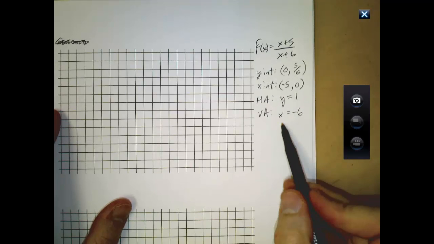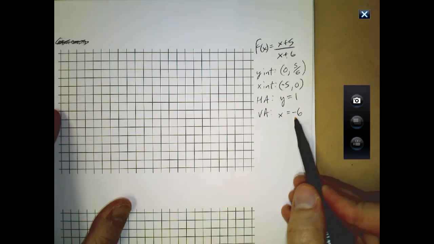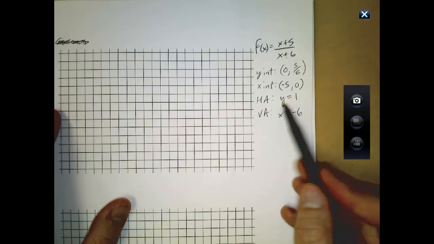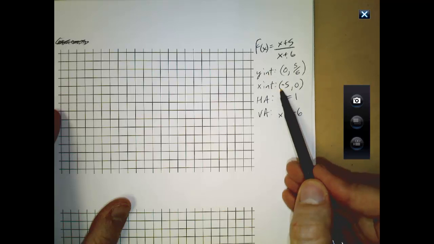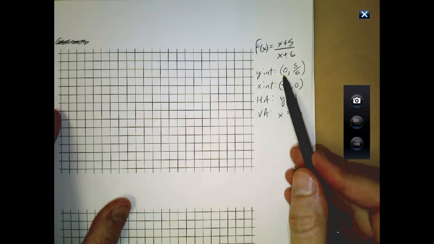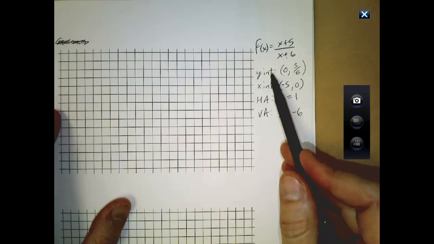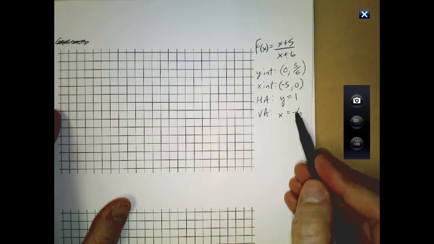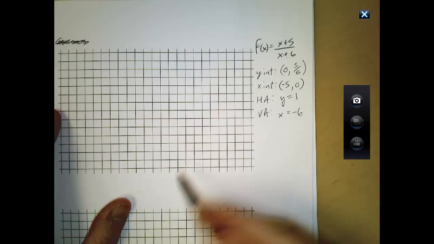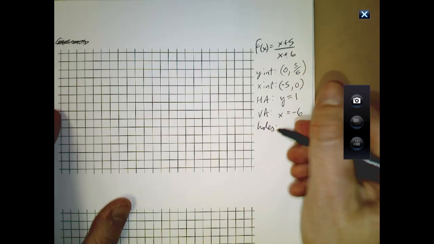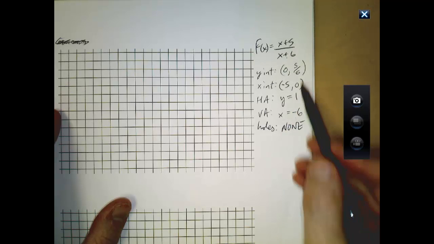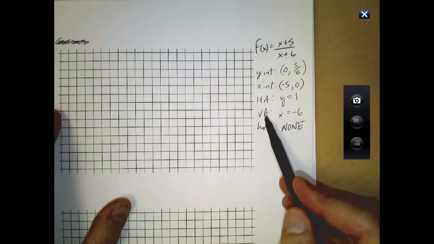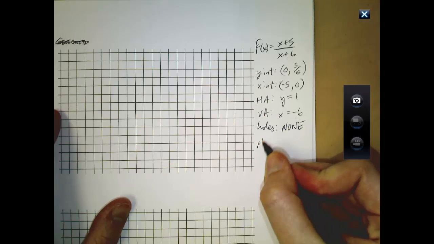-6. Vertical asymptote is a line. I need an equation to define a line. Horizontal asymptote, that's a line. That needs an equation. X-intercept and y-intercept, those are points. Ordered pair. I need 2 numbers to identify a point. I need an equation to identify a line. Okay. Holes. No holes, because I don't have any other discontinuities. Only the -6. If it's a vertical asymptote, it's not going to be a hole.